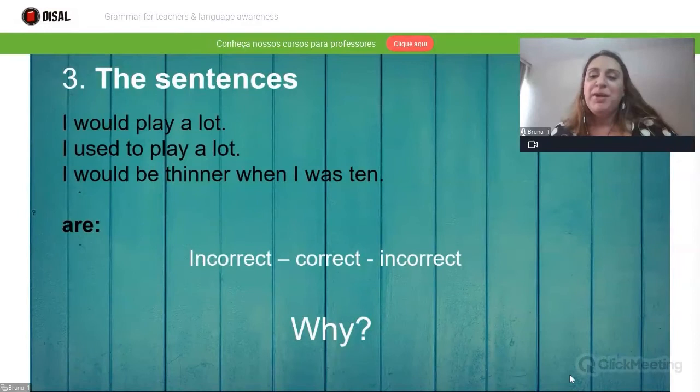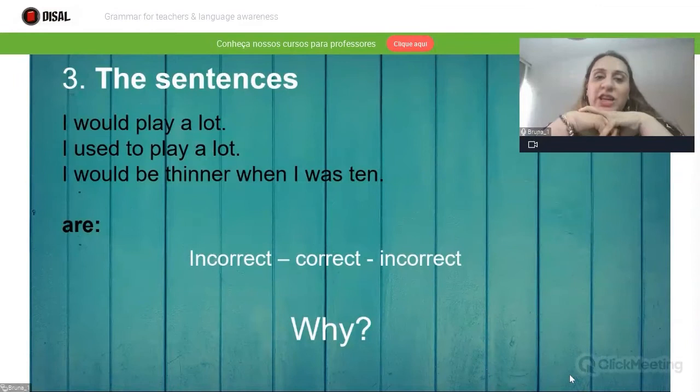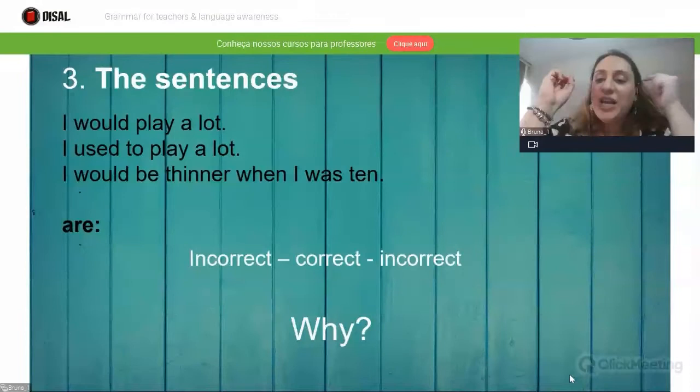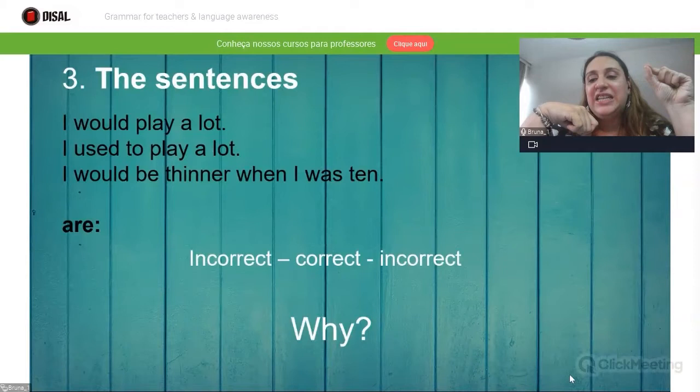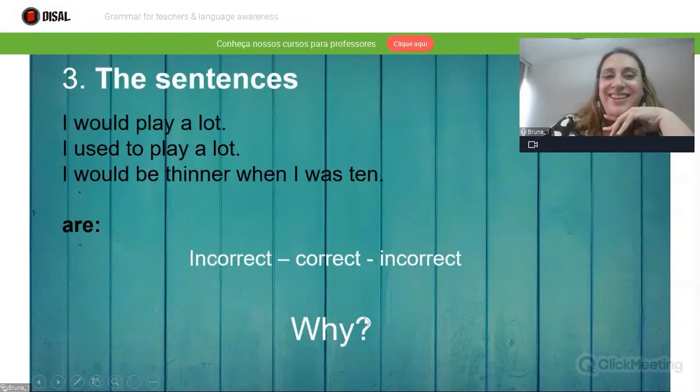Okay, so we can use would with be. For example, I would be very, very happy today if something happened. So when you're talking about a conditional, when you're talking about would that be possible, this is okay. But the problem here is the state. So when you are thin, it's a state. This is the problem here. All right.